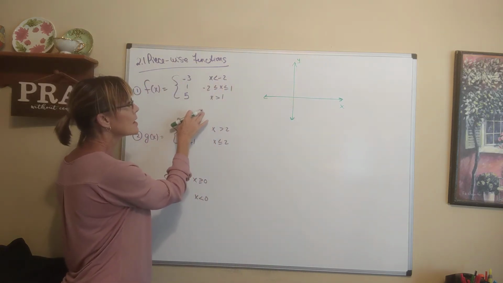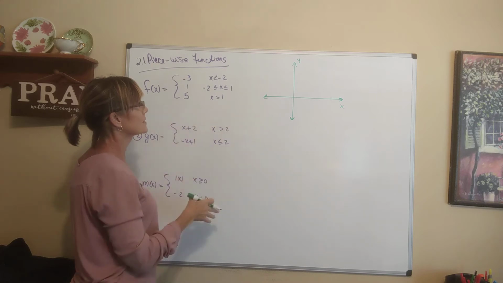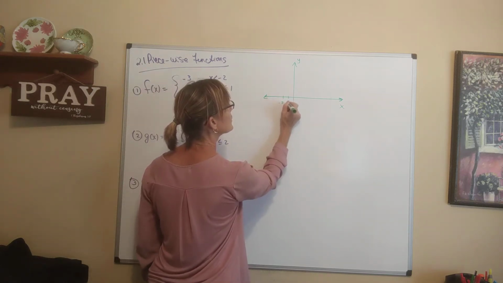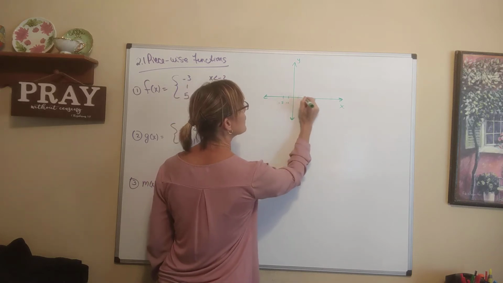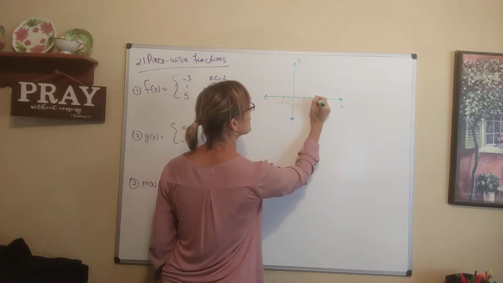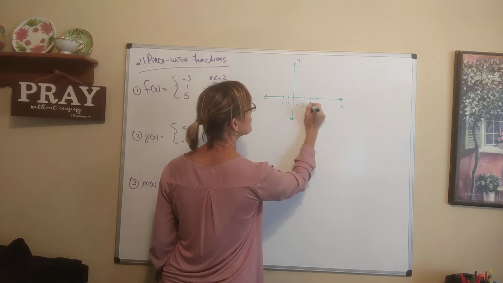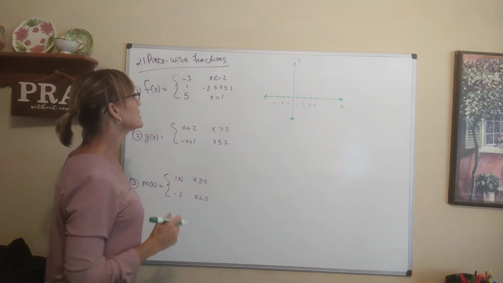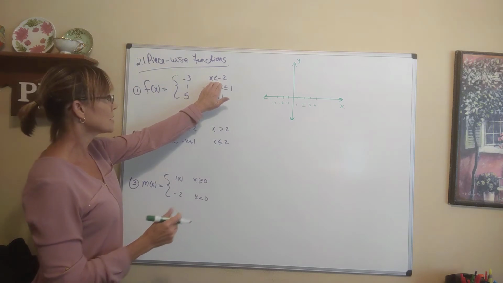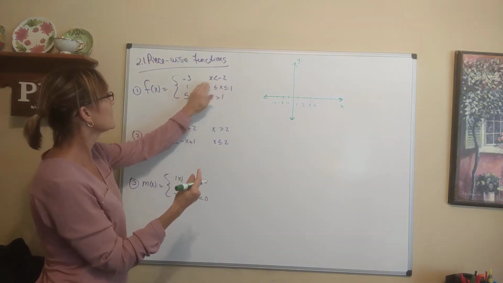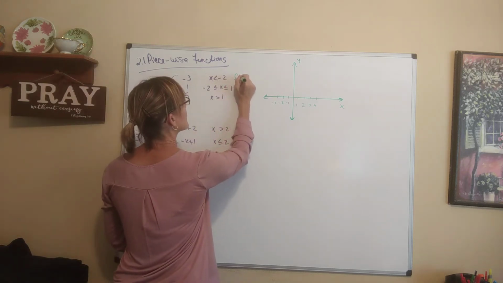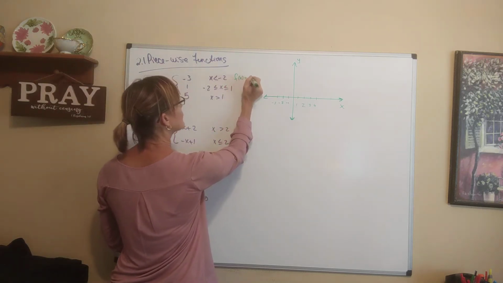We take note of how our x-axis is being divided. So here we have -2, -1, 0, 1, 2, 3, 4, and so on. Here's -3. What this says is that for values of x to the left of -2, our function f of x is equal to -3 for that part.